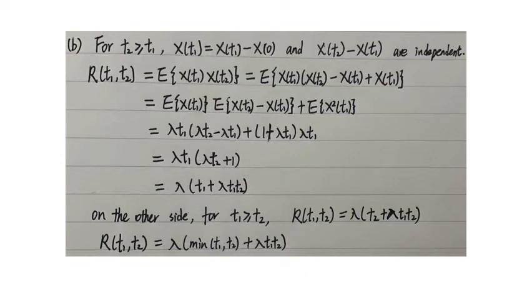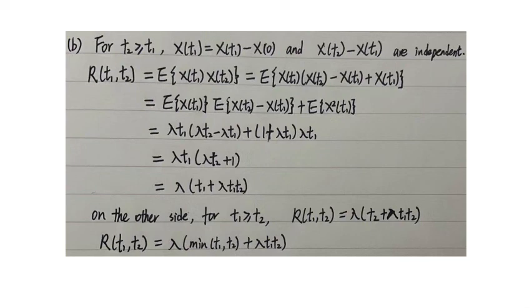Then it equals lambda t1 times (lambda t2 minus lambda t1) plus (lambda t1 plus lambda t1 times lambda t1). And they both have the same coefficient lambda t1. We got that finally lambda t1 times (lambda t2 plus 1), which equals lambda t1 plus lambda squared t1 t2. On the other hand, when t1 is larger than t2, we can easily get that R(t1, t2) equals lambda t2 plus lambda squared t1 t2.